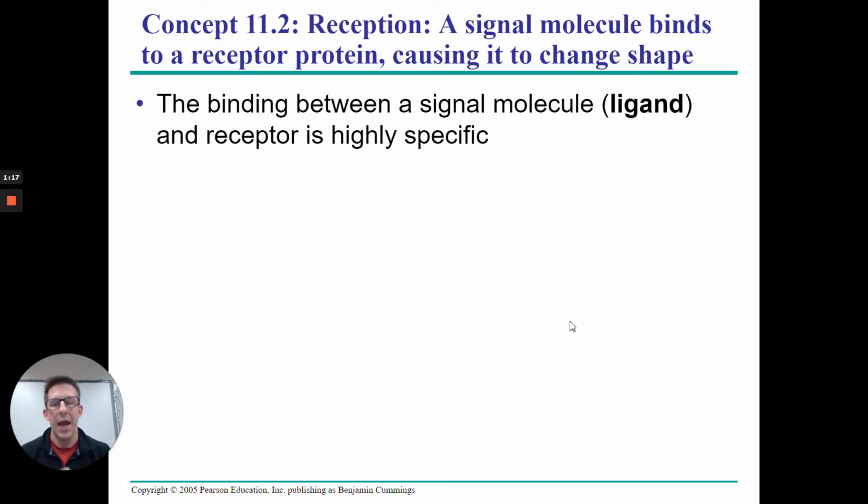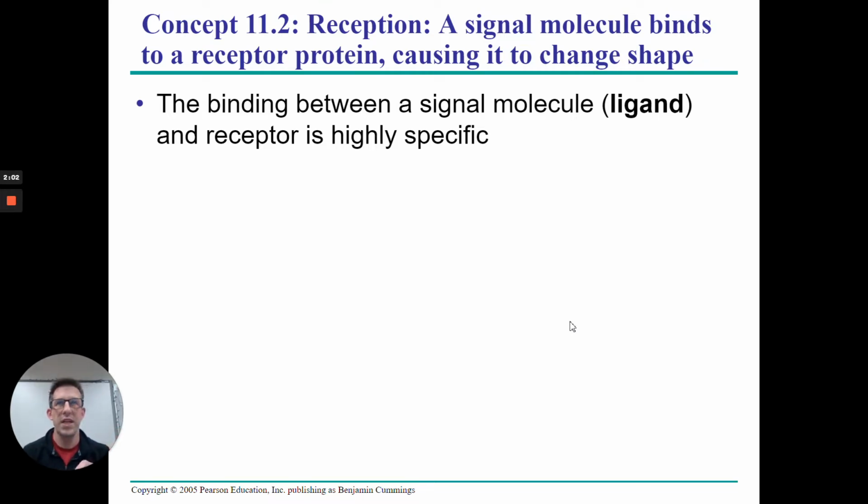Okay? Now, at your most basic understanding of reception, what you have is the binding of a signal molecule to a receptor. Okay, that signal molecule is called a ligand or a ligand, however you choose to pronounce it. I've heard it both ways. I generally do ligand. But that ligand is going to interact with a proteinaceous or a protein-based receptor. And that interaction is highly specific. We have highly specifically shaped receptors that will bind only to specifically shaped ligands or signal molecules.